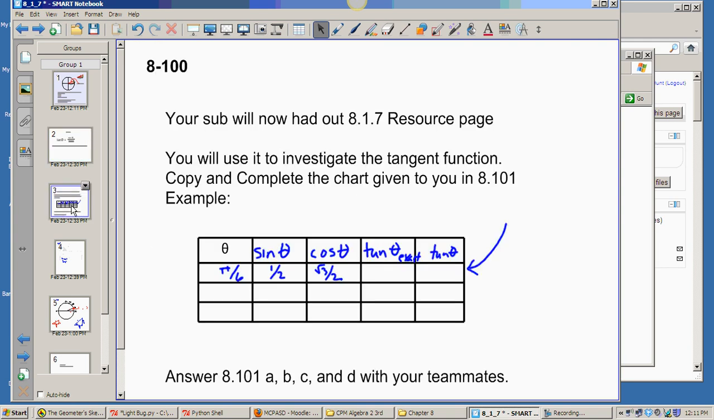Now let's move on to 8100. Your sub should be handing out a sheet to you right now. It's the 817 resource page. You're going to use that 817 resource page to investigate the tangent function. In your book under 8100, you'll see some discussion points. I would like to have all of the teachers' pets for each group read 8100 and the discussion points out loud to your team. Just take about 5 minutes to do that right now. So the sub is going to pause.